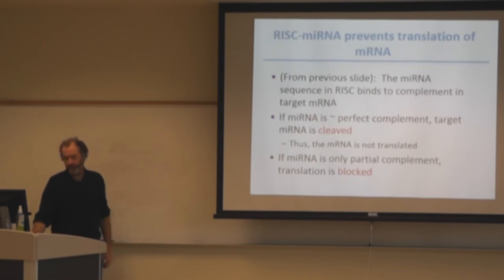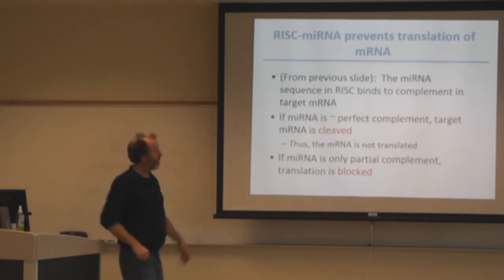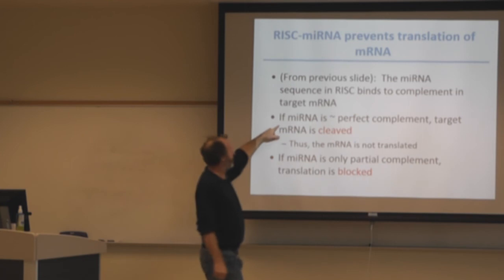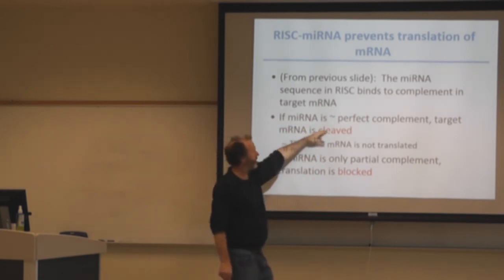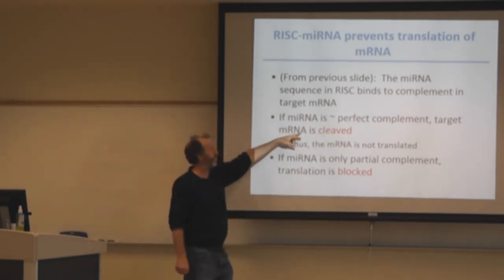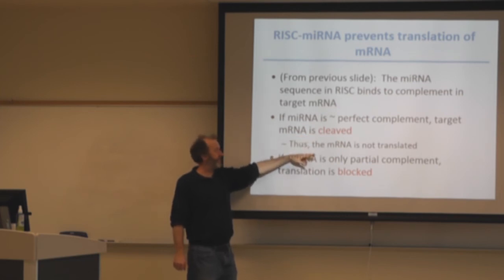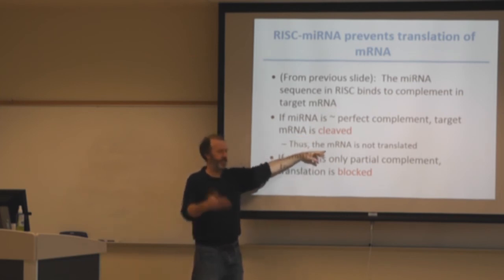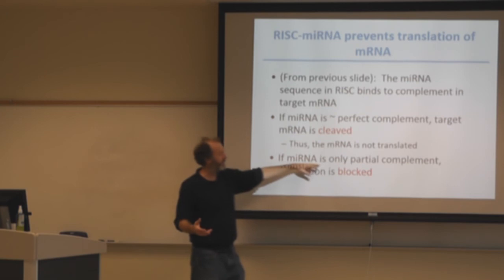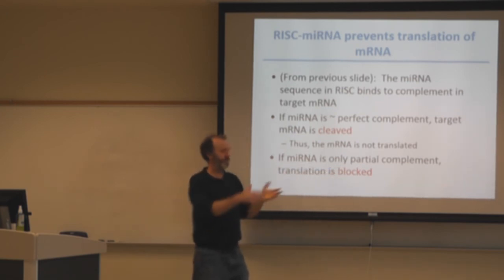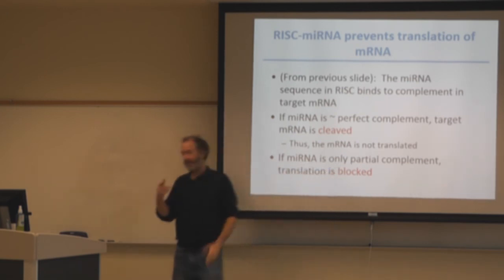mRNA. So the miRNA complements the target mRNA. If the miRNA is the perfect complement to the target, the mRNA is cleaved. If it's not perfect, it's not translated, right? If the miRNA is only partially complementary, translation is blocked, but the mRNA is not cleaved.